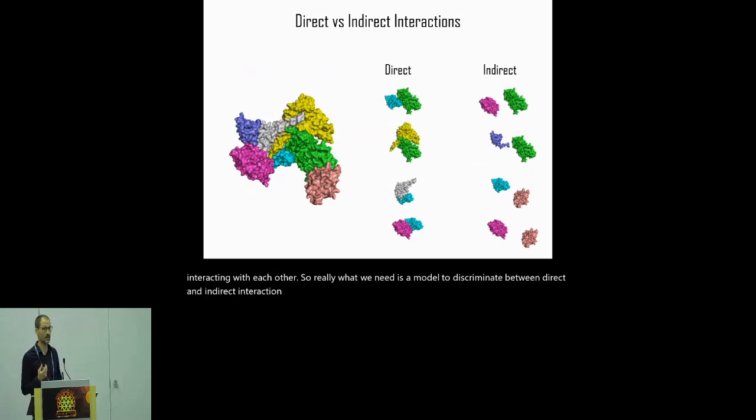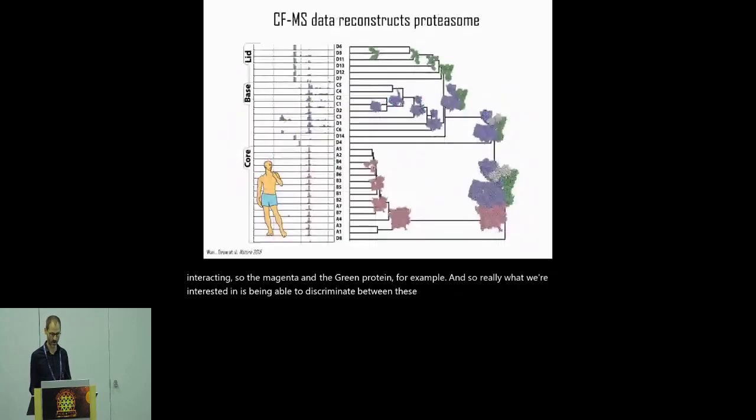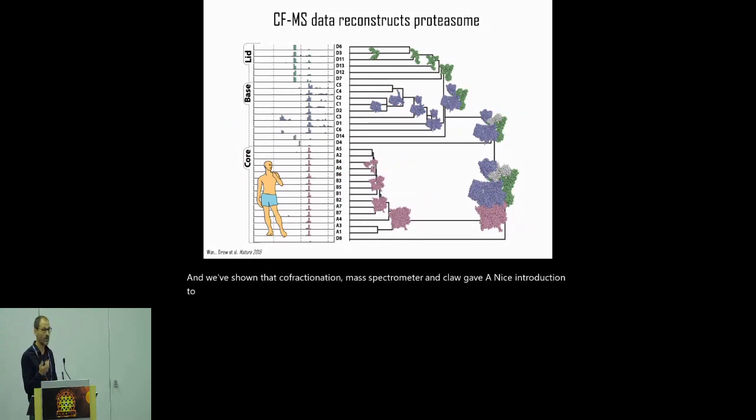Here I have a structure of ARP2/3 on the left, and we see it has many different subunits. Some of the subunits are directly interacting, physically touching, such as the cyan and green proteins. But we also have other proteins that are indirectly interacting, such as the magenta and the green protein. What we're interested in is being able to discriminate between these direct and indirect interactions. We've shown that cofractionation mass spectrometry, and Anne-Claude gave a nice introduction to cofractionation, actually has some structural information in it.